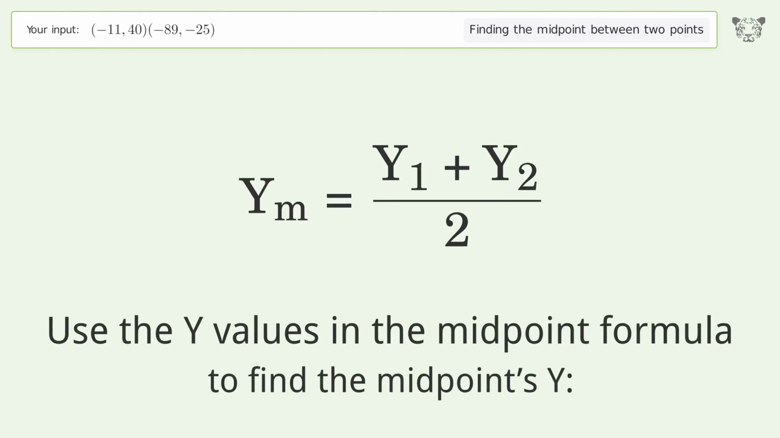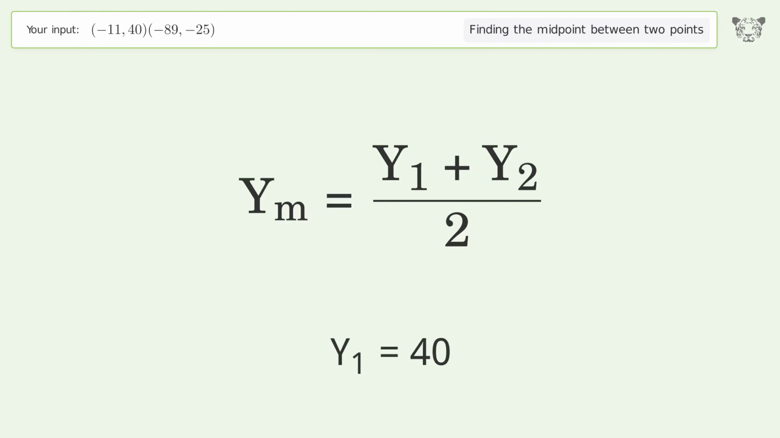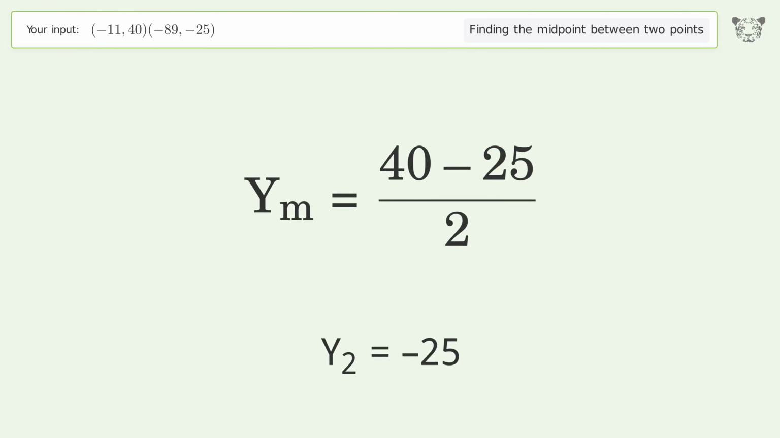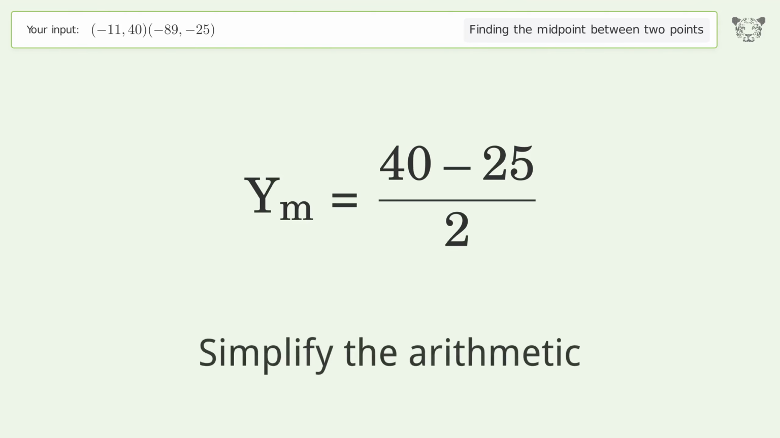Use the y values in the midpoint formula to find the midpoint's y. y1 equals 40. y2 equals -25. Simplify the arithmetic.